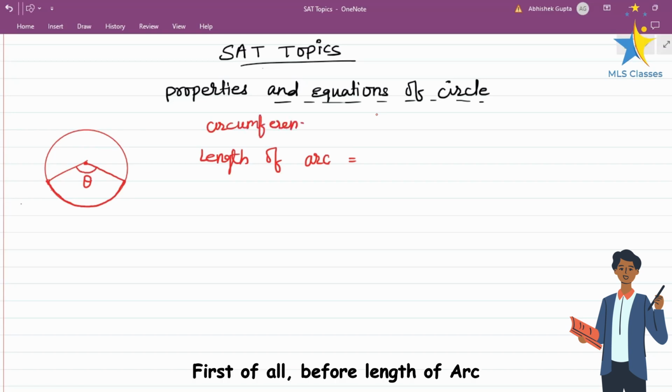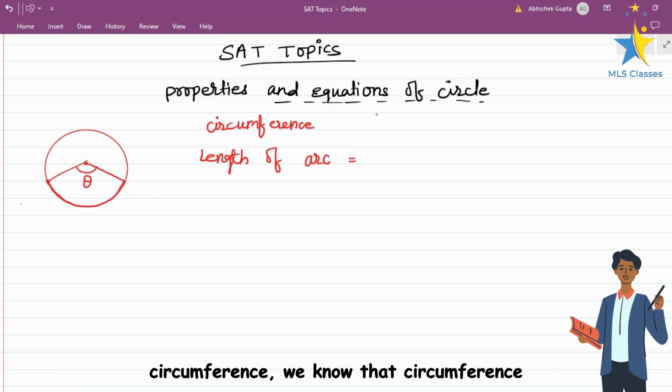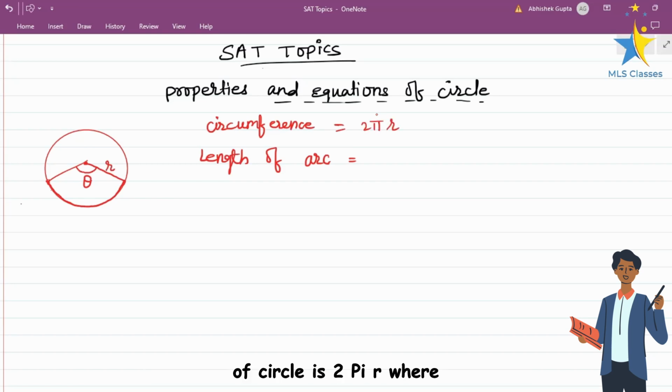First of all, before the length of arc, circumference. We know that the circumference of a circle is 2 pi r, where r is the radius. Suppose this is the radius r. Then let's see how we get this 2 pi r. When this radius r rotates about the center by 2 pi, that means one revolution is completed. Then this radius sweeps a length of 2 pi r.